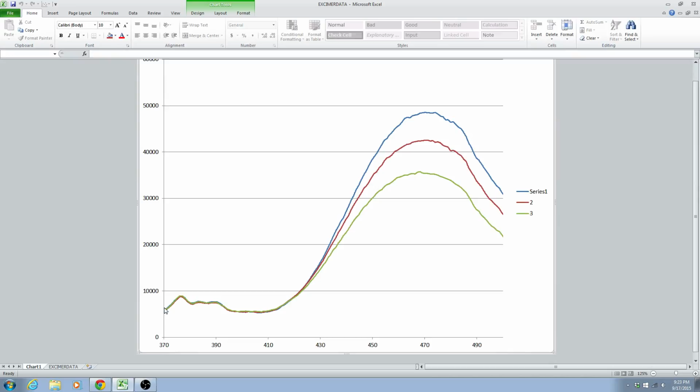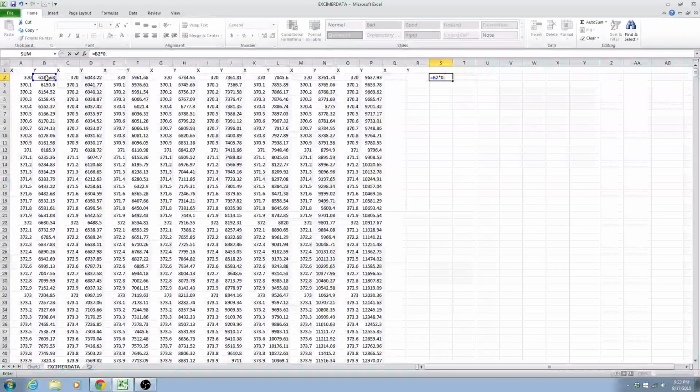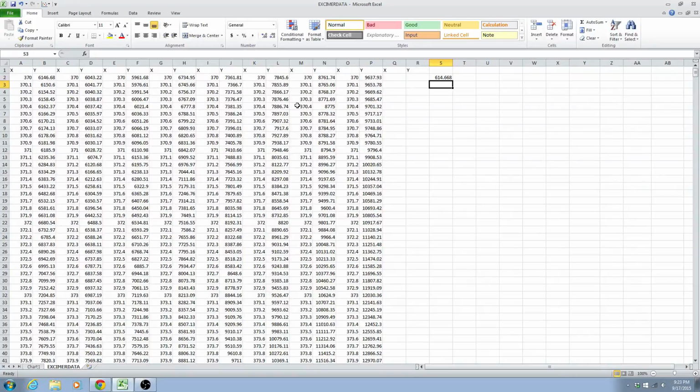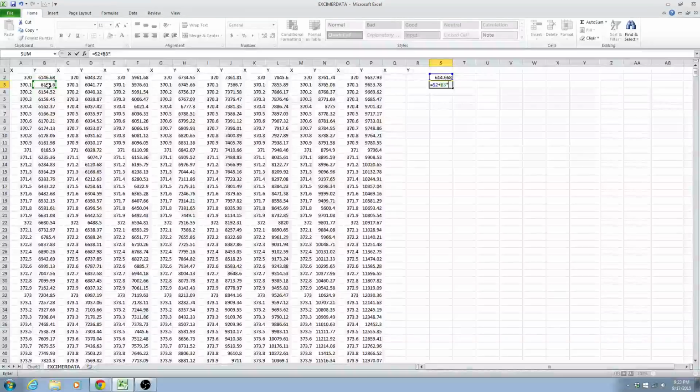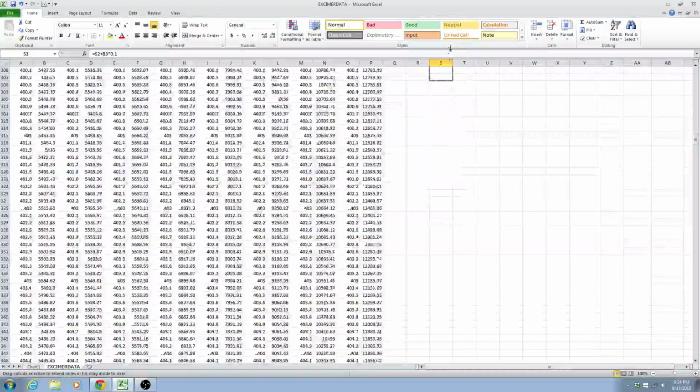So first I looked at the dimer peak right here, and I just sort of estimated that it starts at 370 and ends around 400. Then I'm just going to integrate that, and by doing that I take the first one and multiply it by the step, which is 0.1 nanometers. Then I take the next cell and add the first one and multiply it by the step, and then just drag it down from 370 down to 400.